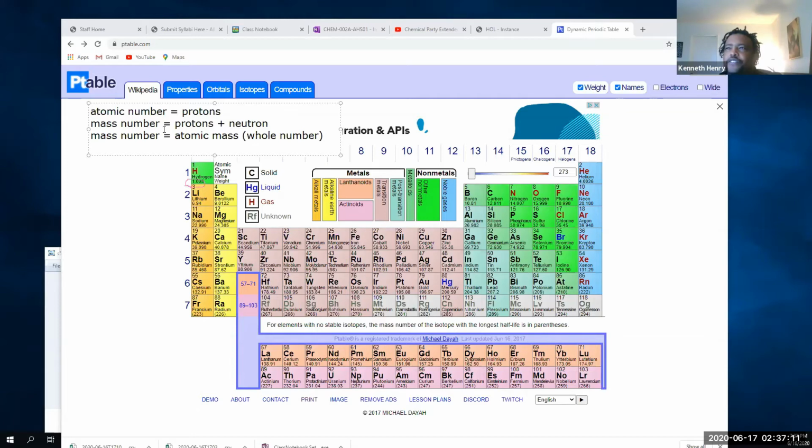Our mass number is actually equal to protons plus neutrons, because we can't have half of a proton or half of a neutron, right? So if I cut, what am I going to cut in half?